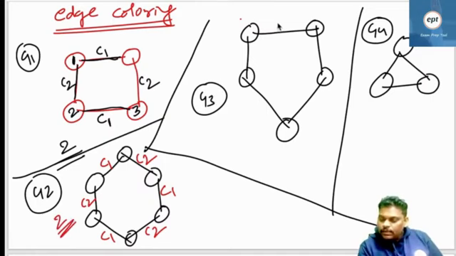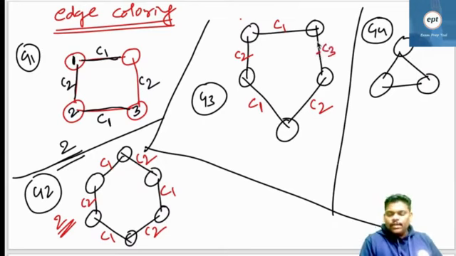Let's go to G3. It is the C1 color, the C2 color, the C1 color, the C2 color. But what about this one? I think because this cycle is an odd cycle, 3 colors are required. Odd cycle, 3 required.